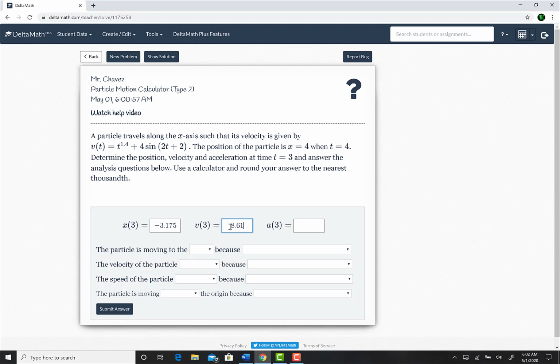If you round it, if you truncate it, it would be 612. And then the acceleration was the derivative, and we got 1.008 truncated, but rounded as 1.009. So there it is, and now we're going to answer questions based off of this. And it's really simple, guys.